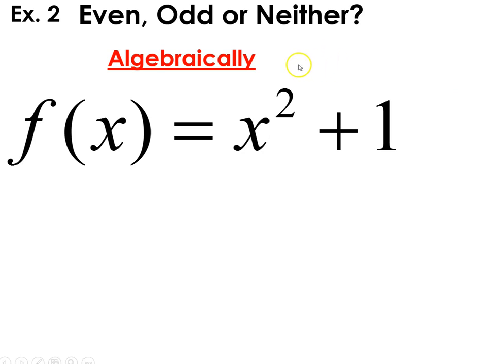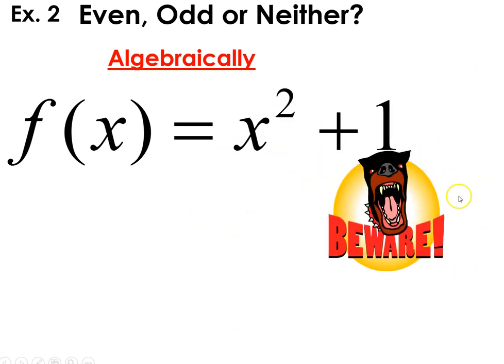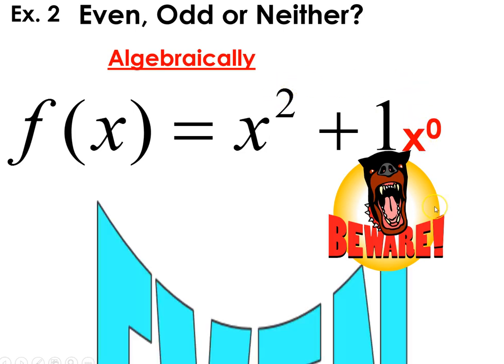Again, I'm going to look at the exponents. This exponent is a 2. When I go over here, this is a constant term, so remember, constant terms count as x to the 0. Constant terms are even. So I have an even here, so this function is even.